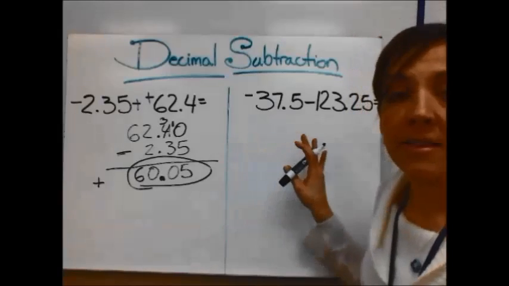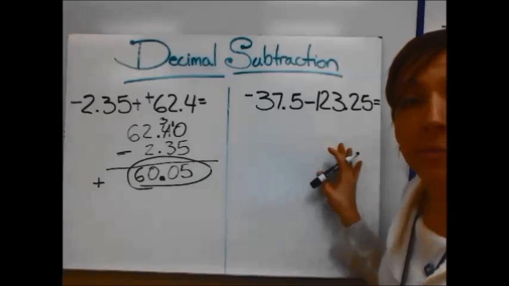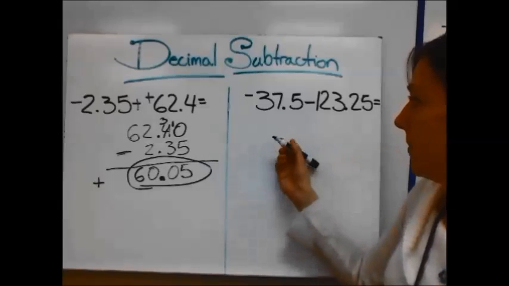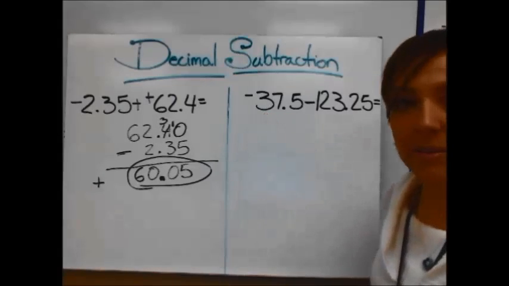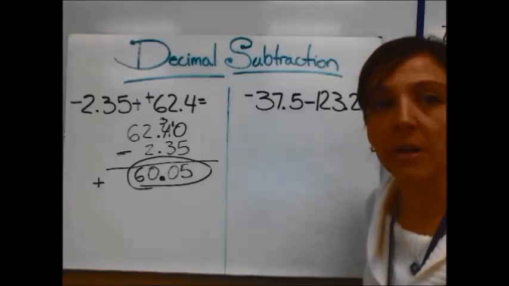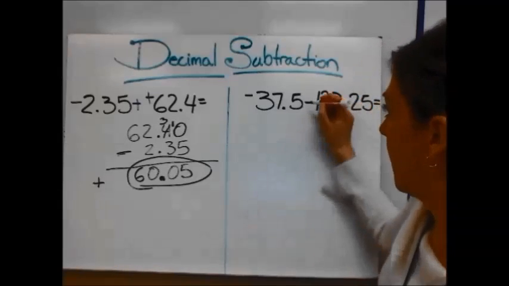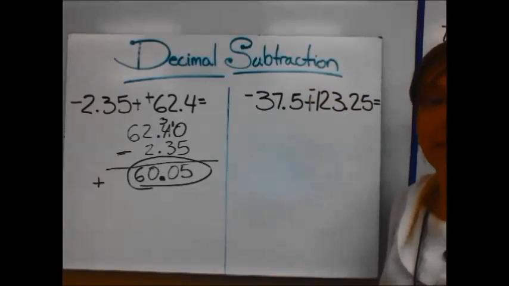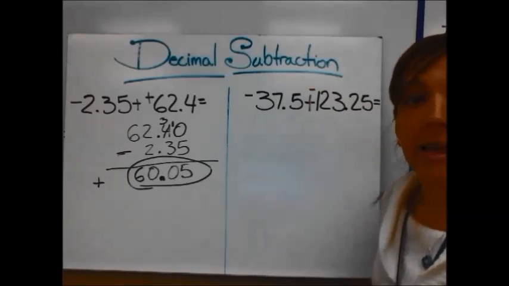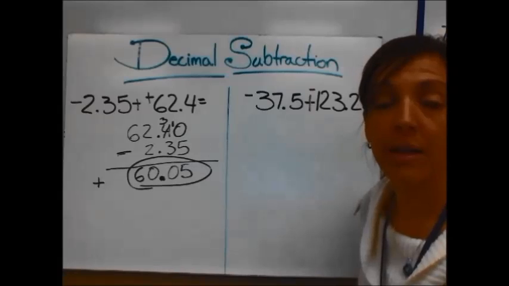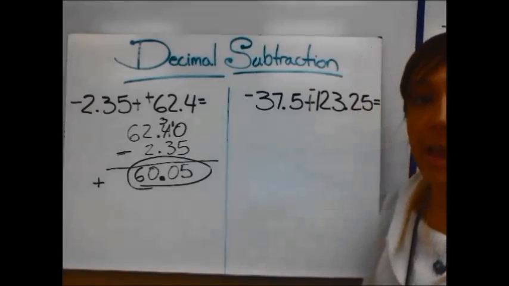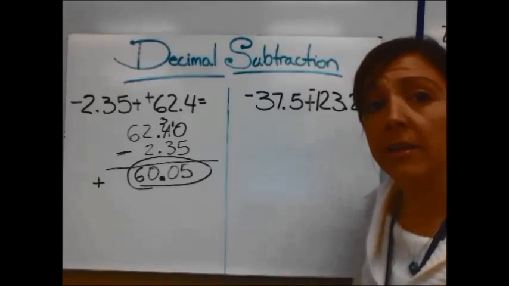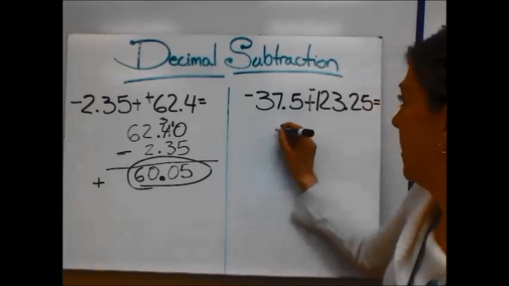Last one. Negative 37 5/10 minus 123 25/100. So again, I'm going to use stay switch. There's a subtraction sign in the middle to help me see better what I'm doing. Now I can see that I'm adding a negative. Negative 37 5/10 plus a negative 123 25/100. So since I'm adding two negatives, I'm just going to line them up.